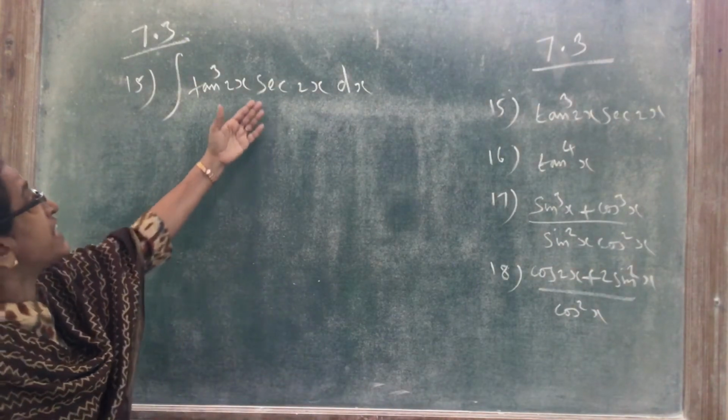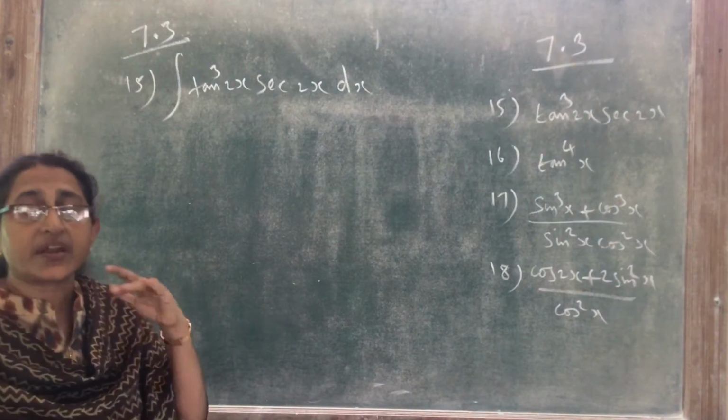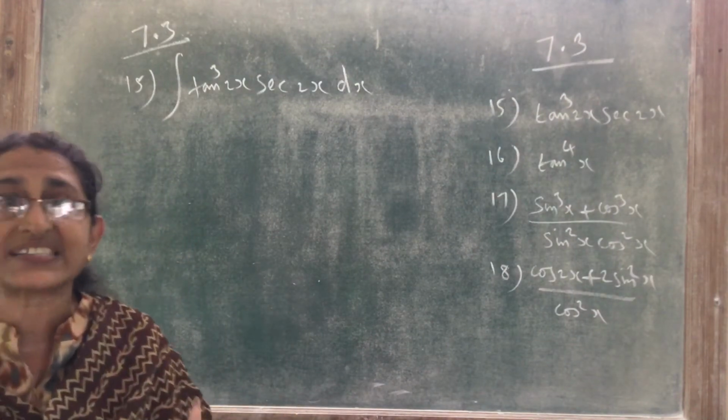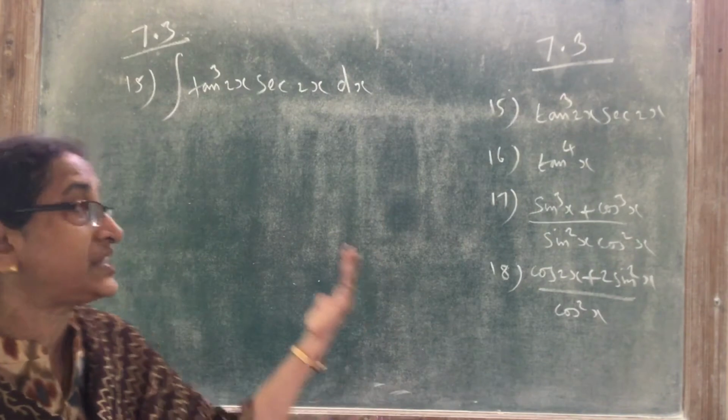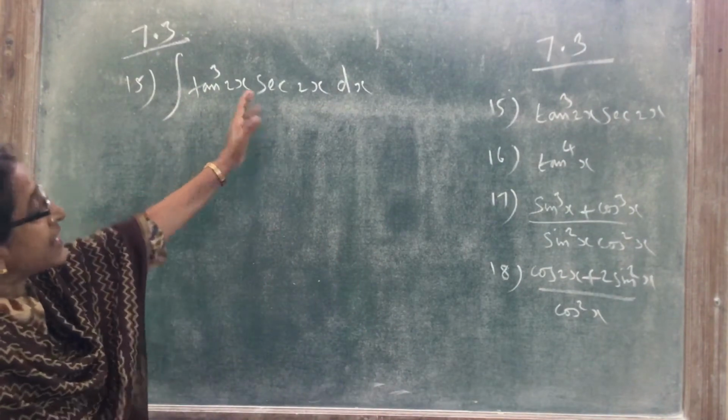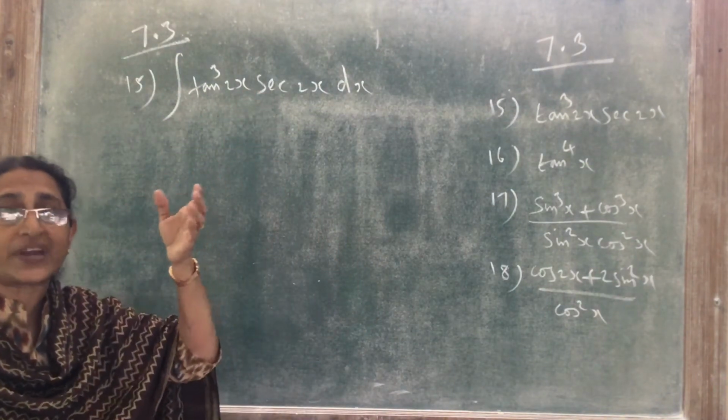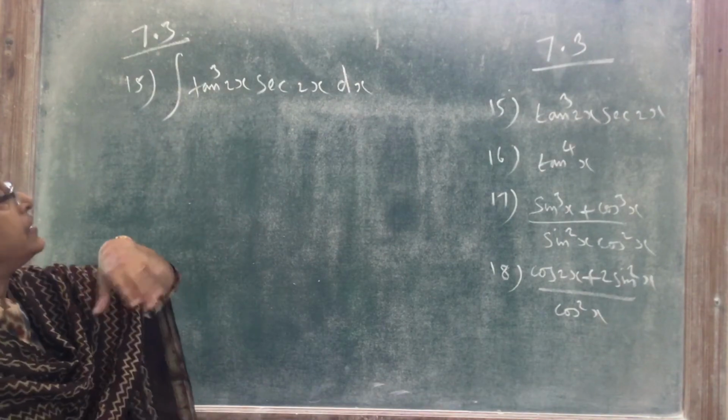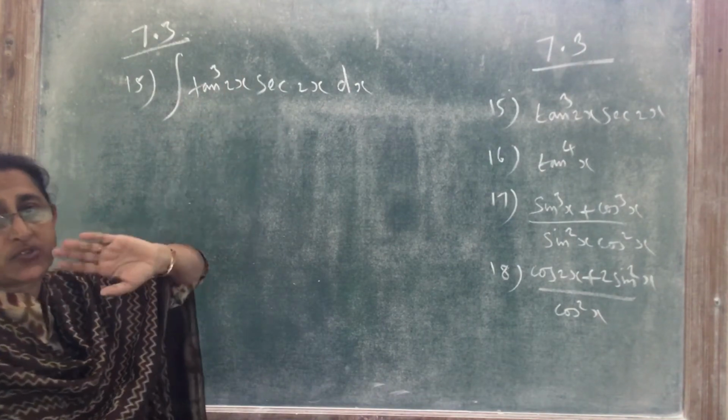Now, suppose you substitute sec 2x equal to u. What's the derivative of sec 2x? Sec 2x tan 2x into 2. Then also we cannot do that, because other than sec 2x, there should be one more sec 2x tan 2x, and it is not here. So we cannot use that method at present.